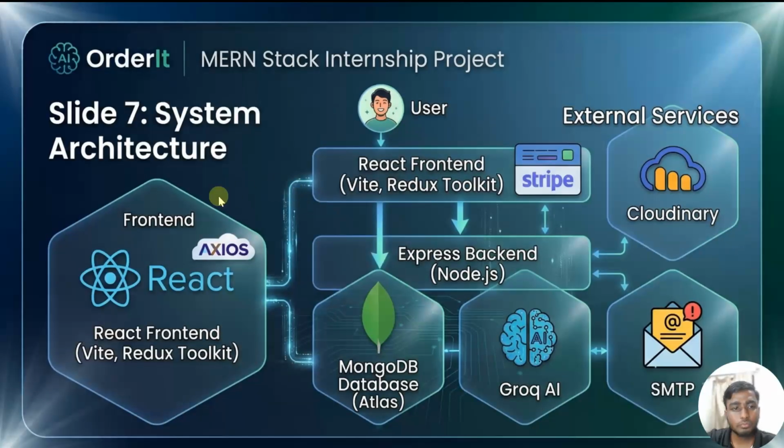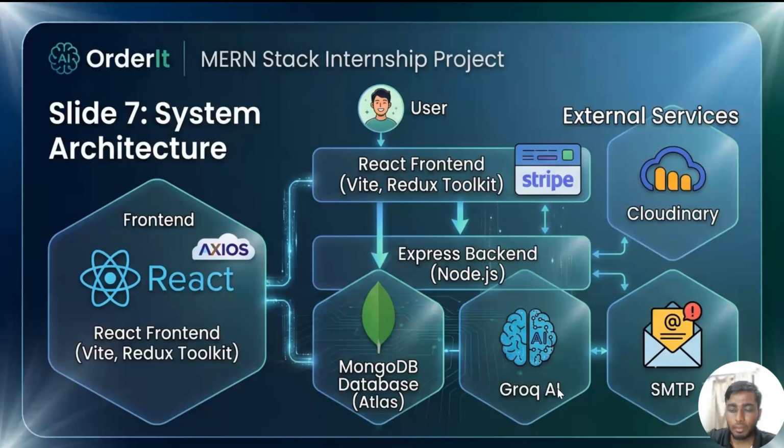And coming to system architecture, this is the system architecture. The user logs in from the front end and it requests the backend, and MongoDB analyzes and processes. If it is correct, it responds back to the front end. The front end is React with Redux Toolkit, and the back end is Node.js and Grok.